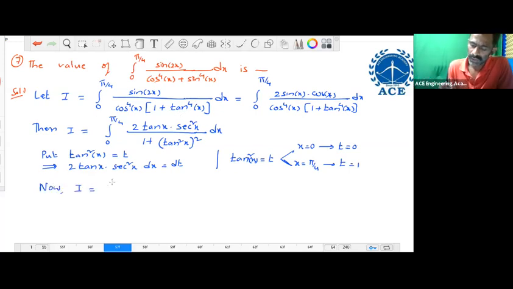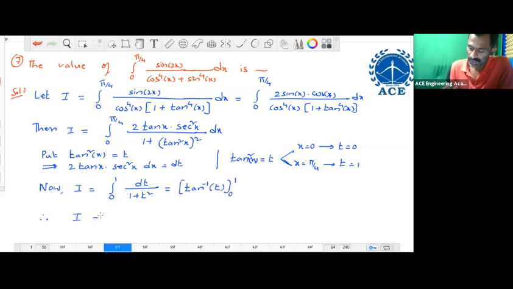Now I equal to integral 0 to 1, 2 tan x secant square x dx is dt divided by 1 plus. In place of tan square, we are writing the t. This becomes t square. So 1 plus t square. Finally, this integral is in the form of very simple integral, that is standard integral. It is in the form of integral of 1 by 1 plus x square form, or 1 by a square plus x square form only. So this is equal to tan inverse of t from 0 to 1.